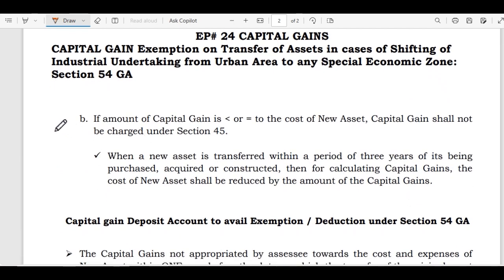If the amount of capital gain is less than or equal to the cost of new asset, then capital gain shall not be charged under Section 45. When a new asset is transferred within a period of 3 years of its being purchased, acquired or constructed, then for calculating capital gains, the cost of new assets shall be reduced by the amount of the capital gains.